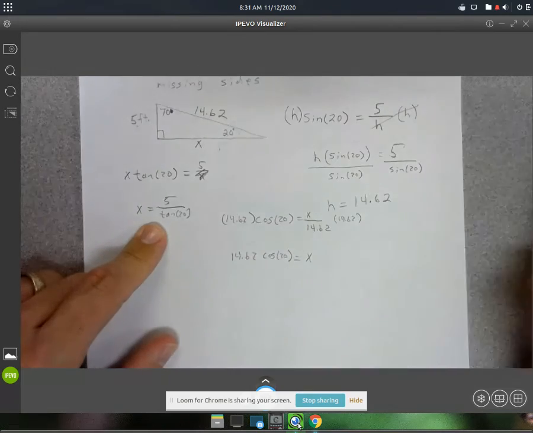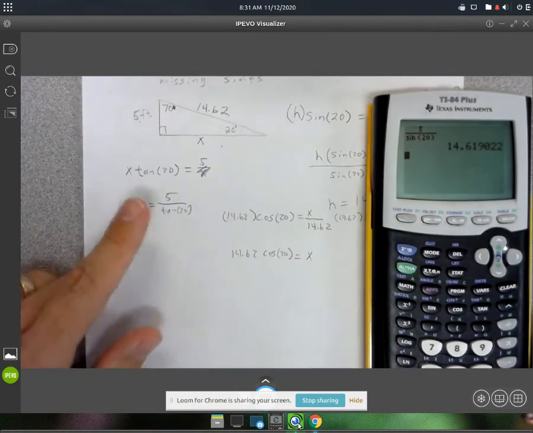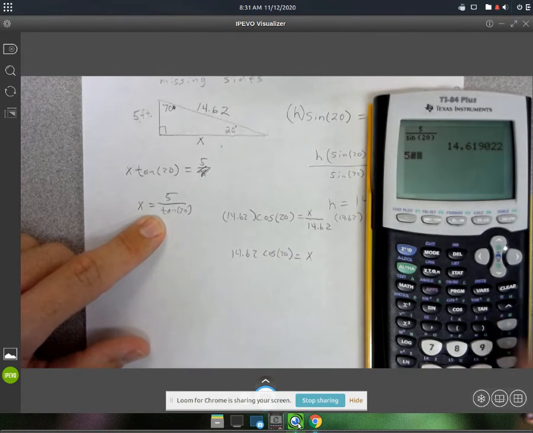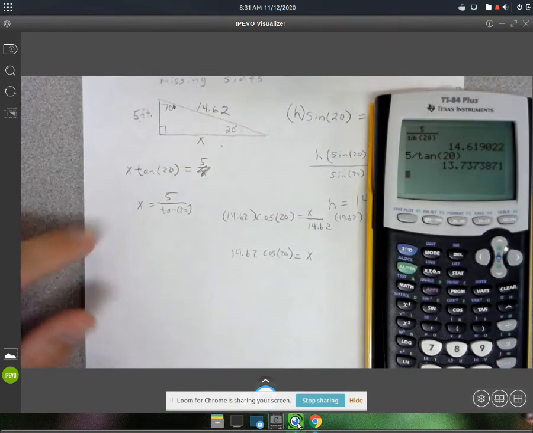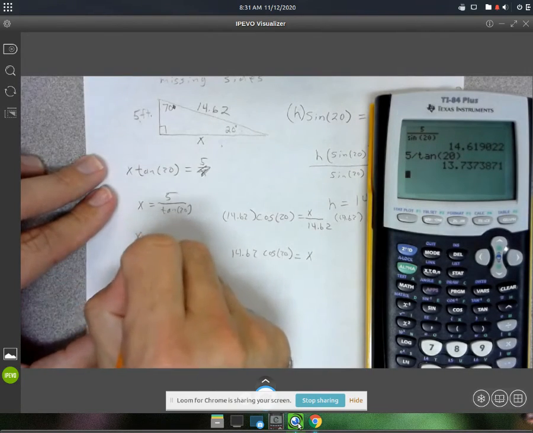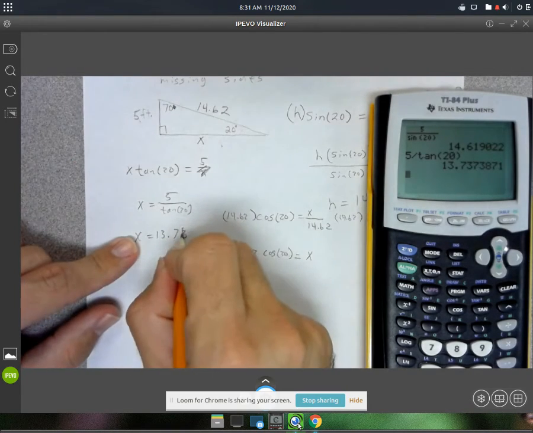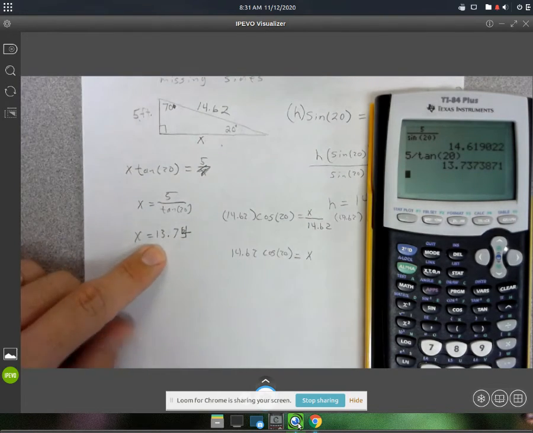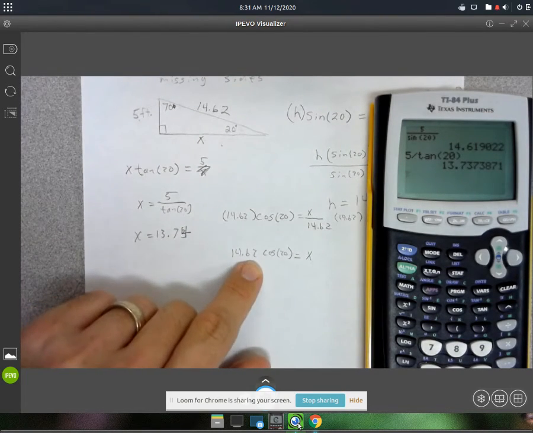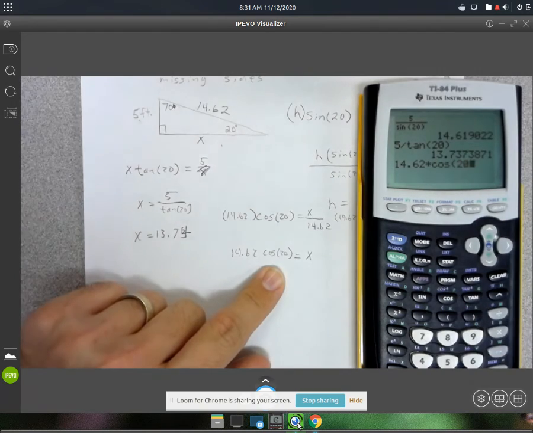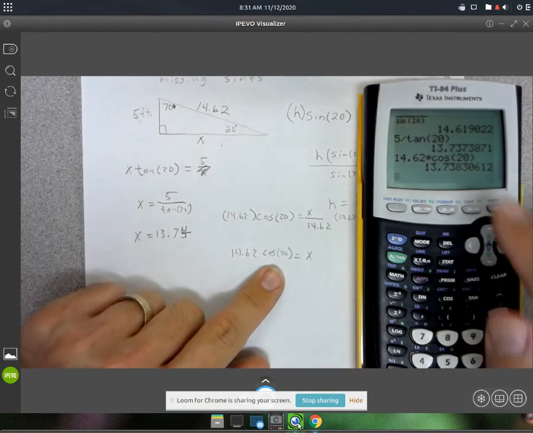Or you could use the Pythagorean theorem. I'll show you that they're all the same thing here. So 5 divided by tan of 20 gives us 13.73. Oh, 74, I guess, if you're rounding to the nearest hundredth. Or you could do 14.62 times cosine of 20, which gives you the same answer.